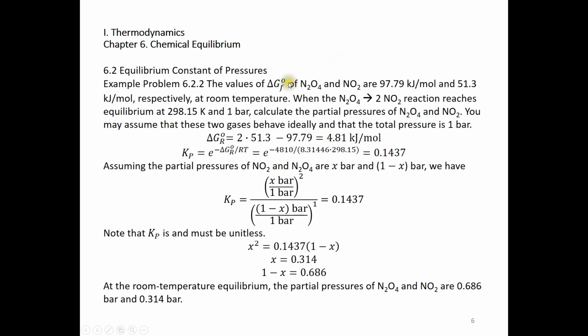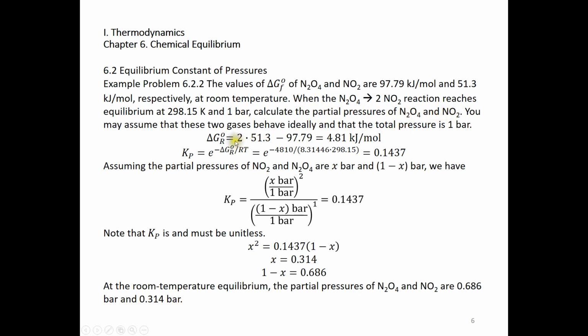Now let's look at another numerical example problem, 6.2.2. We're now given the standard Gibbs energy of formation of these two chemicals, N2O4 and NO2. I think this is dinitrogen tetroxide, and this is just nitrogen dioxide. Sometimes you can say mono nitrogen dioxide, but I'd rather just say nitrogen dioxide. That's clear enough. We have the values of their standard Gibbs energy of formation at room temperature. Now we have this reaction. Assuming this reaction has reached equilibrium at room temperature in 1 bar, now we can calculate the partial pressures of these two chemicals. How do we do that?